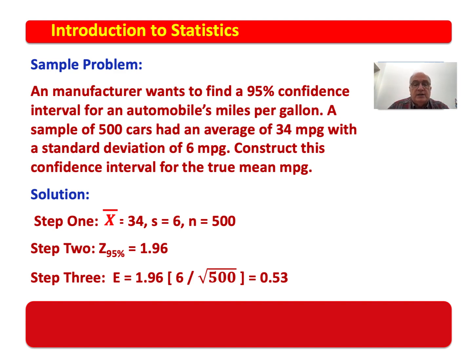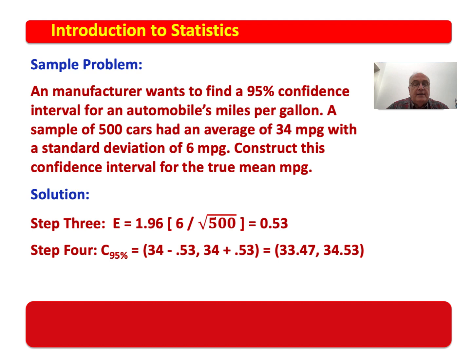Just put that in an Excel sheet. It comes out to 0.53. So our confidence interval is 34 minus 0.53 and 34 plus 0.53, or 33.47 and 34.53. What we know now is that the true miles per gallon of this automobile, based on the sample, we are 95% confident that it lies between 33.47 and 34.53.